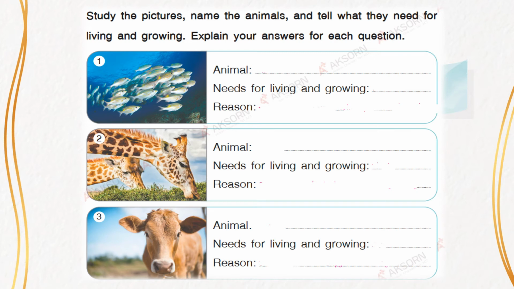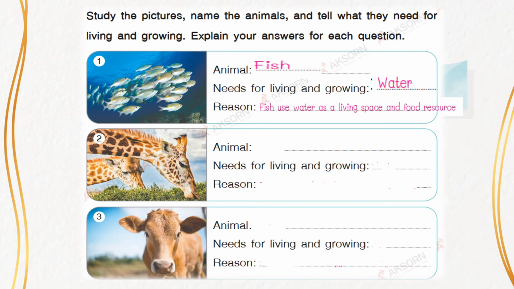Yes. Now, number 1. What animal is this? That is, okay, fish. Needs for living and growing. They need water. What is the reason? Fish use water as a living space and food resources. Okay, finish? Very good.